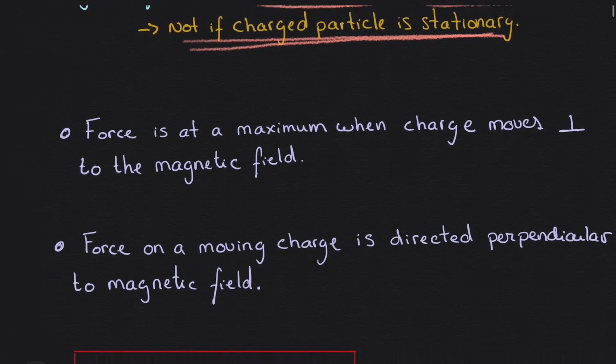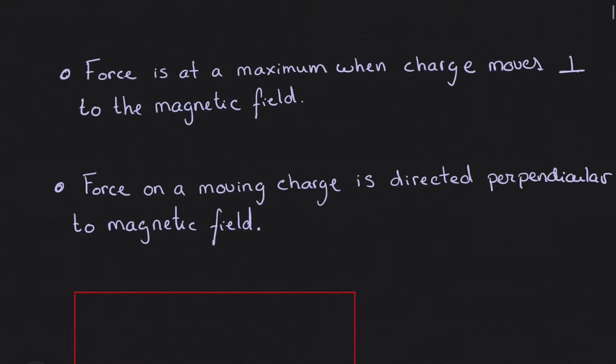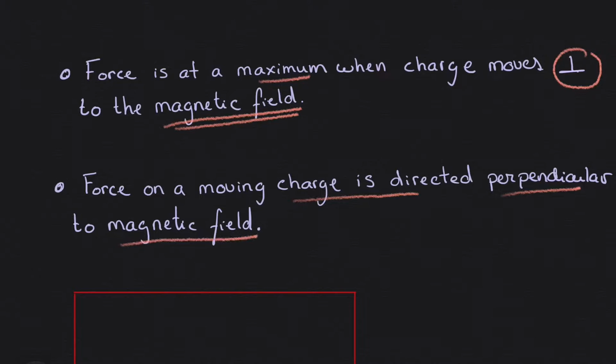The force is at a maximum when the charge moves perpendicular to the magnetic field. Okay, and the force on the moving charge will be directed perpendicular to this magnetic field. These two properties will come from the orthogonality and they will give us the direction using the right-hand rule.